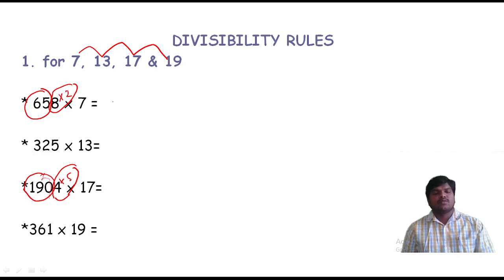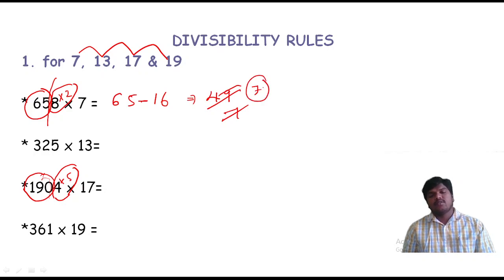Okay, so here let us check the remaining number. If we separate the 8, it becomes 65, and 8 2s are 16. So 65 minus 16, that becomes 49. So this 49 is divisible by 7. Yes, 7 sevens are 49. Then the whole number is also divisible by 7.